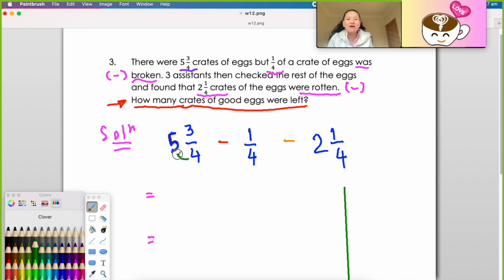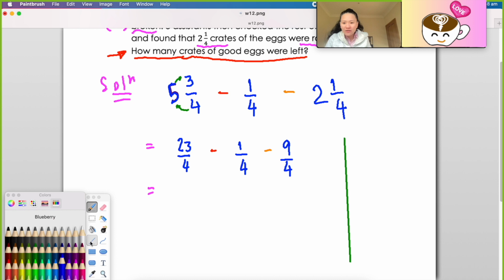4 times 5 is 20. 20 plus 3. Grace, what is it? Okay, look, Grace. 5 3 out of 4. 4 times 5 is 20, 20 plus 3 is 23. So it's 23 out of 4. Does that make sense? And then you minus 1 out of 4. And after that, you minus 4 times 2 is 8, plus 1 is 9, 9 over 4. So all of them, I know that the denominator is the same. It is 4. But we have 23, subtract 1, subtract 9. What is 23?